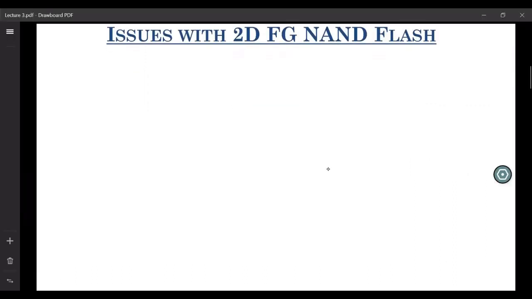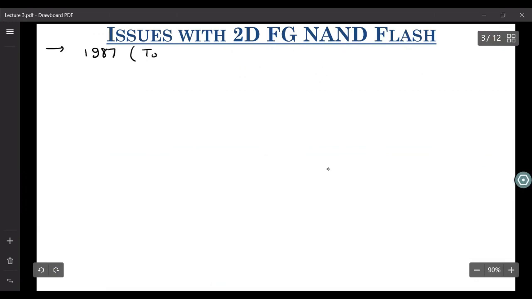We were discussing in the previous modules and lectures about the 2D NAND flash memories. We discussed the floating gate NAND flash memories and the charge trap based flash memories. The 2D floating gate flash memory has been there since 1987. It was discovered by Toshiba in 1987 and brought to commercial production, so it has performed well for nearly 2 decades.